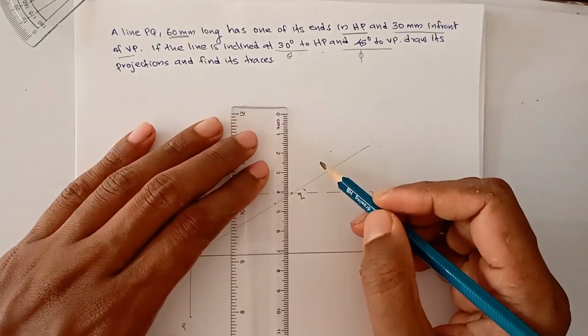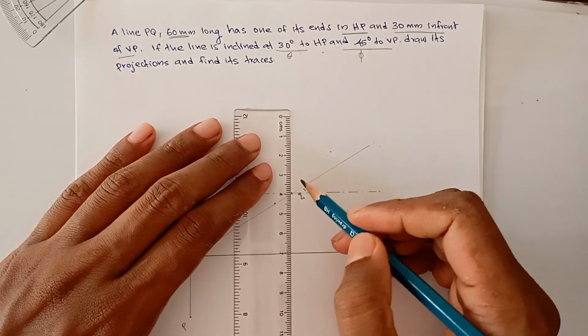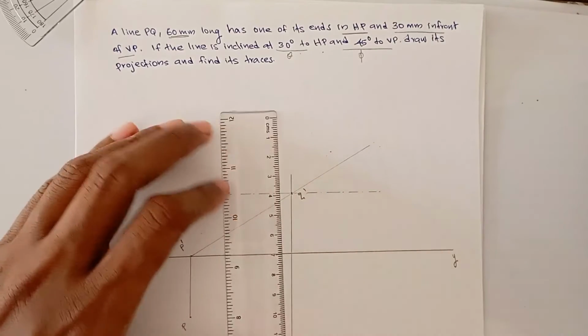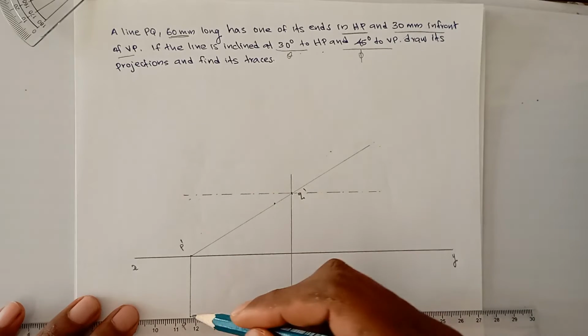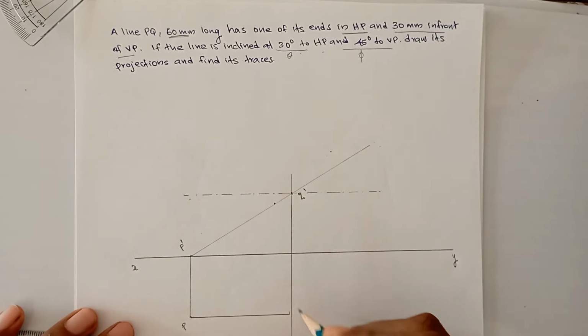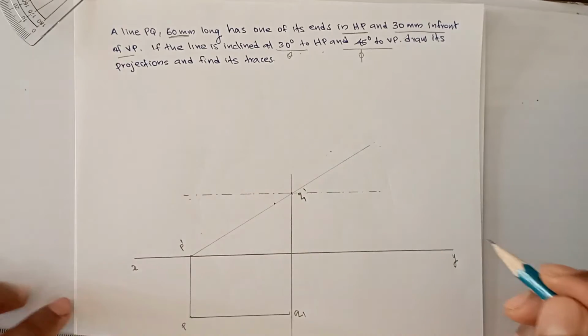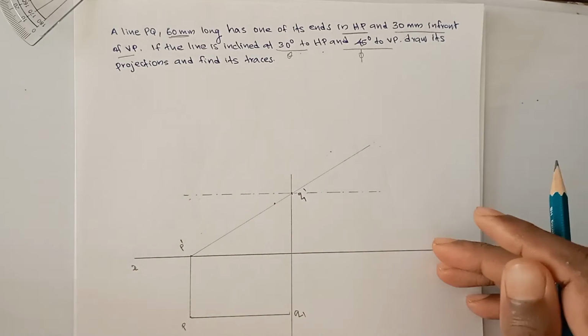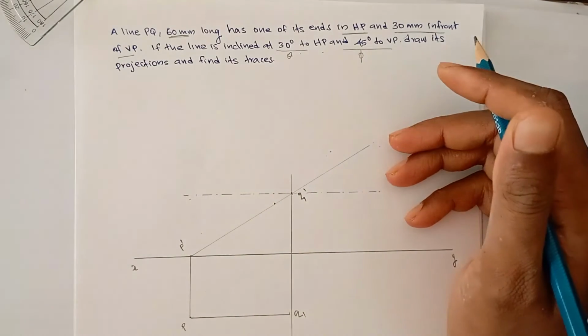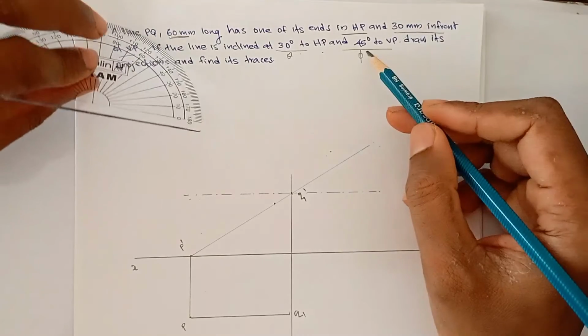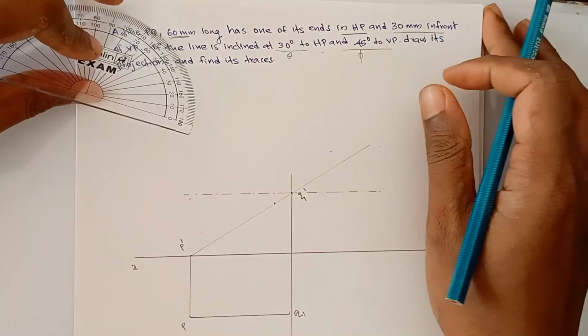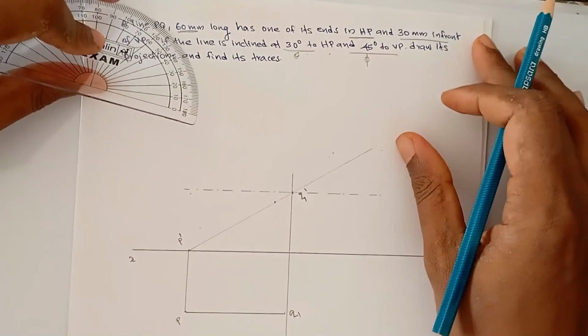And this is our projection line. Our top view will be in between. So this is our top view. This is Q1. This is Q1 prime or Q1 dash. And what is the next step? Next you have to make the line parallel to HP. So what is the angle that it makes with VP? That is phi. This is 45 degree.